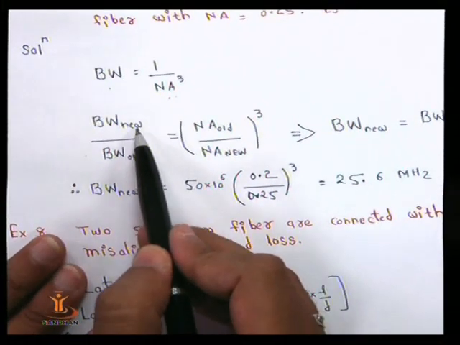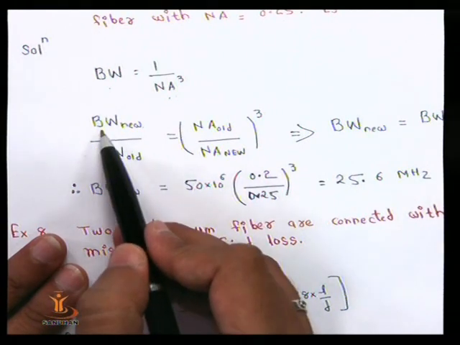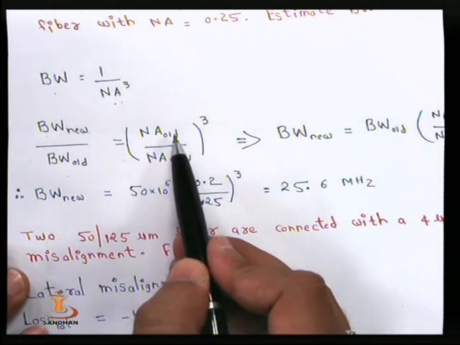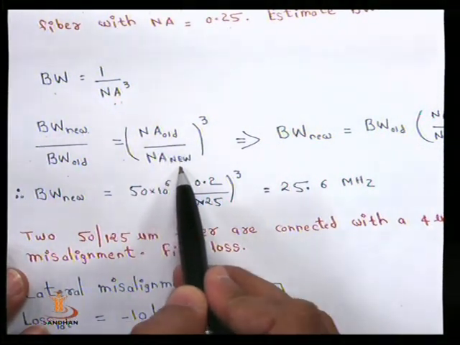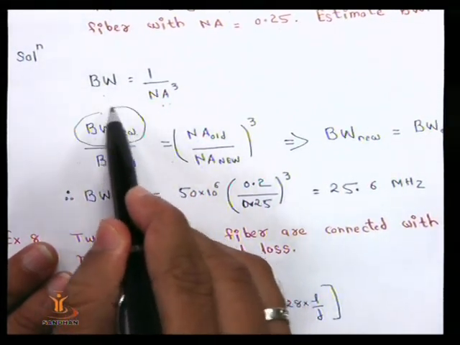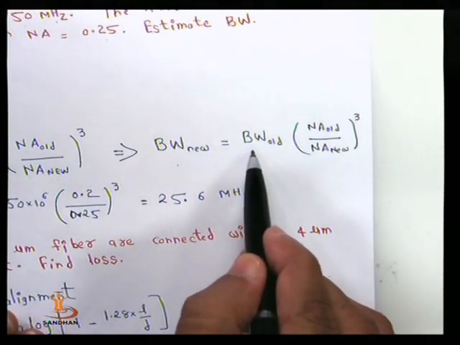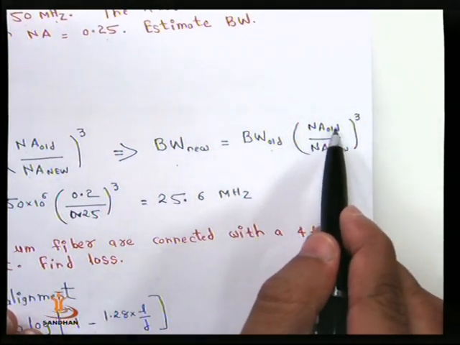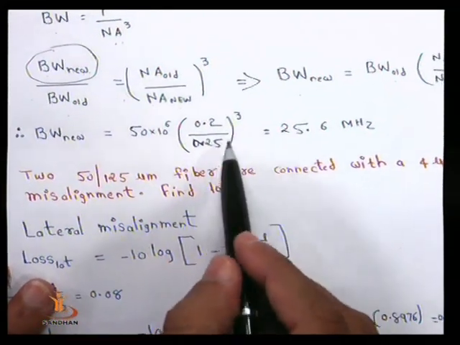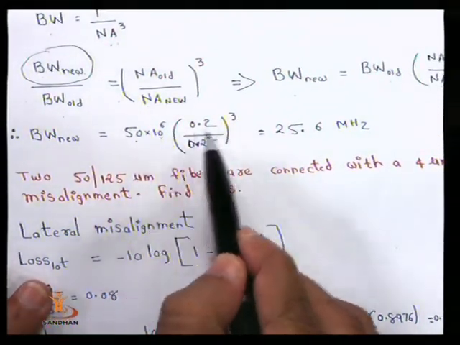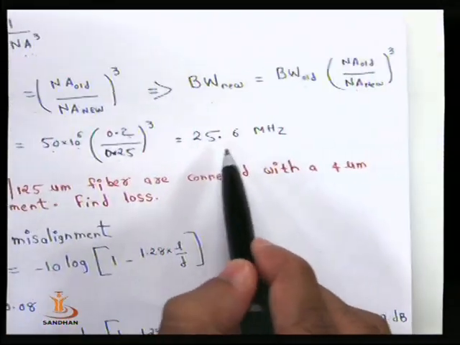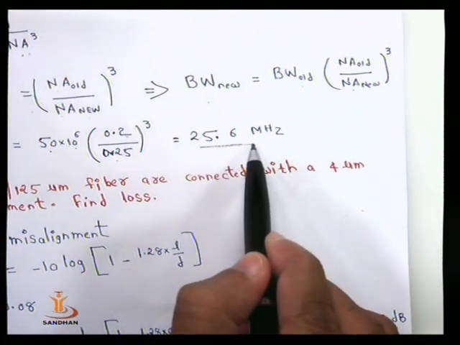Now we are interested in the new bandwidth. So the relation is new bandwidth upon old bandwidth equals old numerical aperture divided by new numerical aperture raised to 3. So bandwidth new equals bandwidth old into (numerical aperture old by numerical aperture new) raised to 3. Putting the values, 50 into 10 to 6, 0.2 is the old numerical aperture, 0.25 is the new numerical aperture, and calculating it, we get 25.6 megahertz.